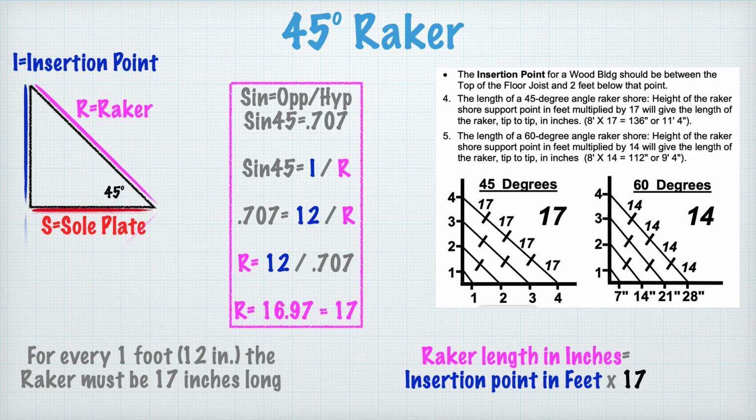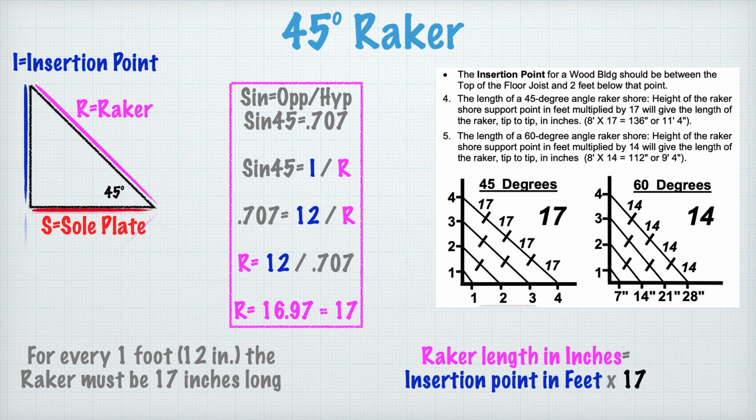So let's look at our 45 degree Raker multiplier. The rule that's in the SOG tells us that if we measure our insertion point in feet and we multiply that by 17, that will give us the Raker length in inches. Well, how can that be? Why does that work? It works because of the principles of a right triangle. If we know that our Raker angle is at 45, we can use our trig function of sine to work the math comparing the opposite side, which is our insertion point side length, to the Raker length. We are converting feet on the insertion height to inches on the Raker length.